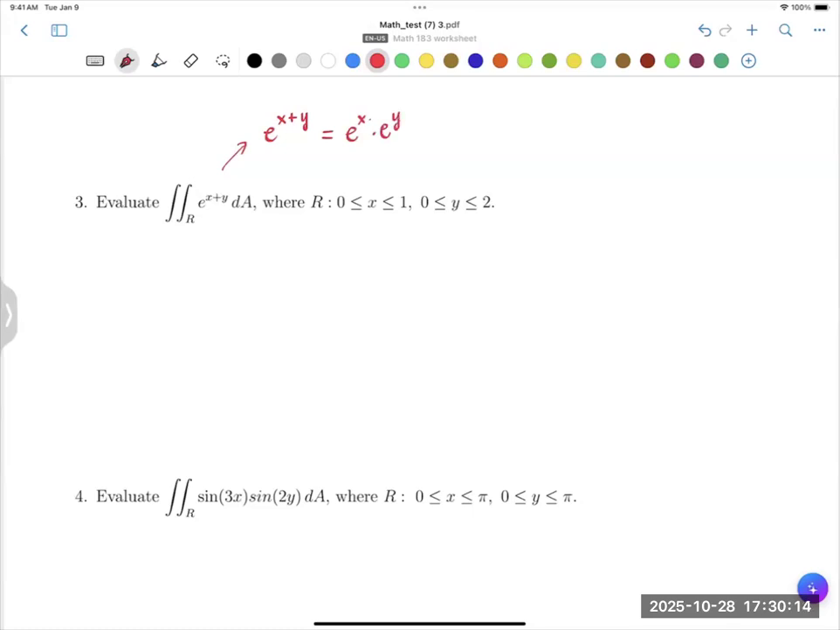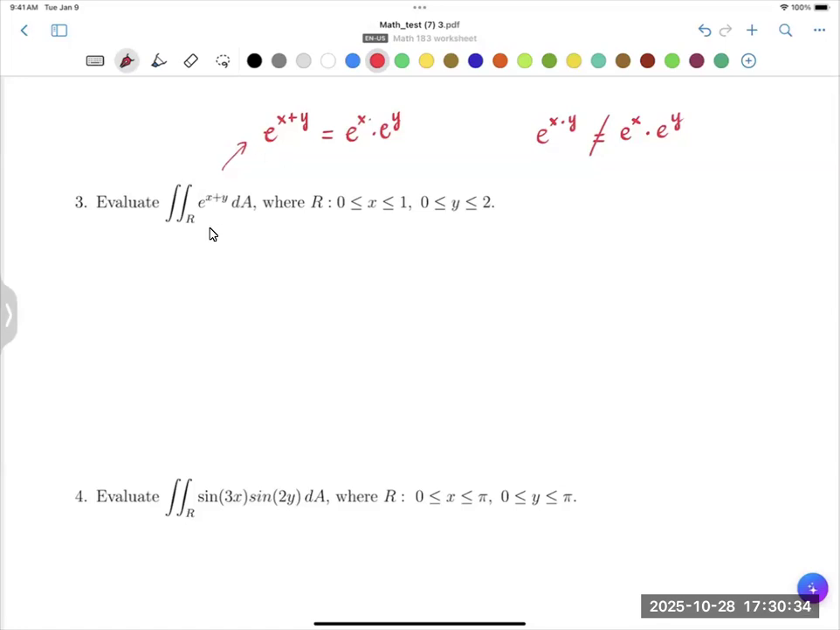Okay, so e to the power x times e to the power y. Be careful with another expression. If you have e to the power x times y, do not write that as e to the power x times e to the power y. This is wrong. We cannot do this. This is not the correct exponential rule. This is the right one.